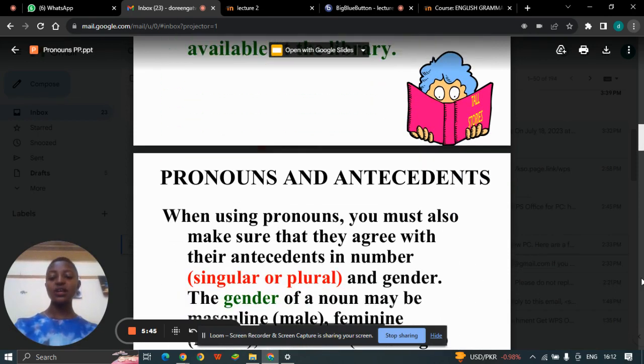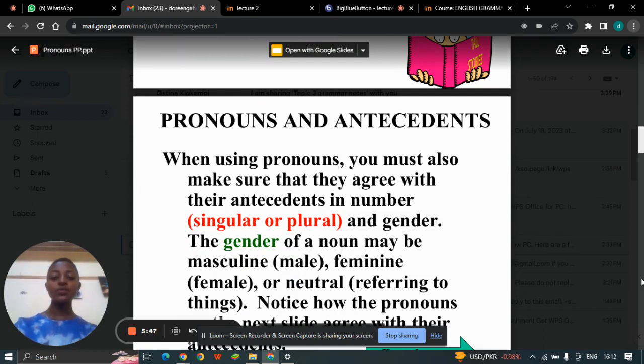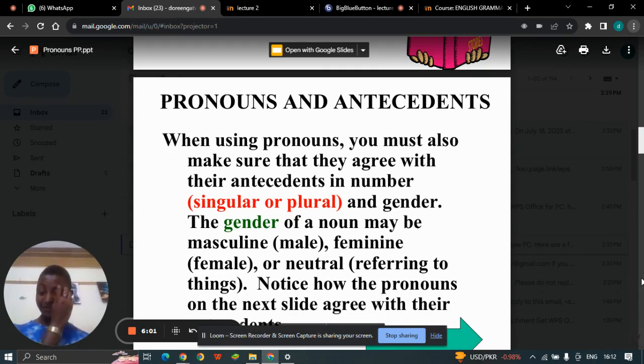When using pronouns, you must also make sure that they agree with their antecedents in number, singular or plural, and in gender. For gender, you have female or male, that is, feminine or masculine. Then we have the neuter. The neuter talks about things. That's why you use it in that case.